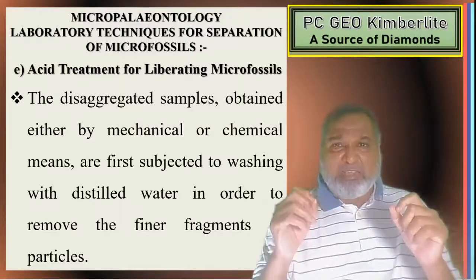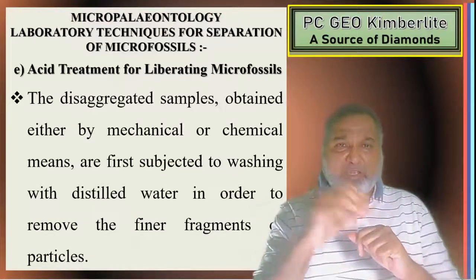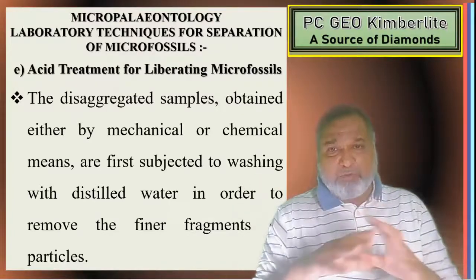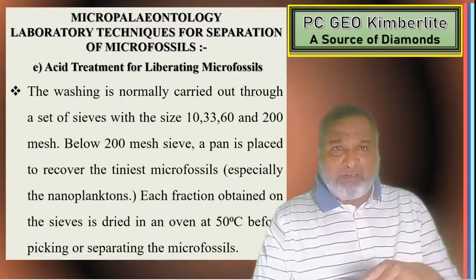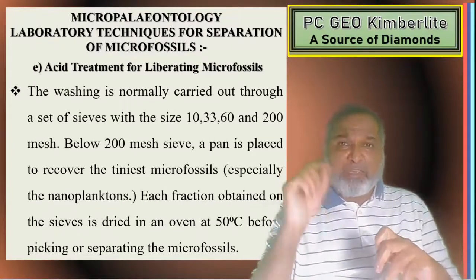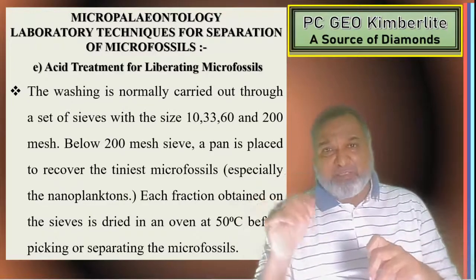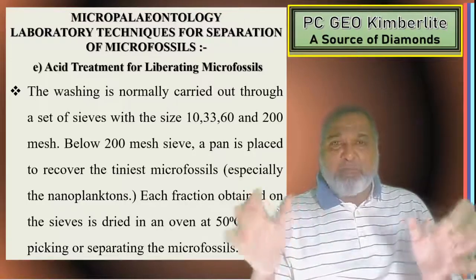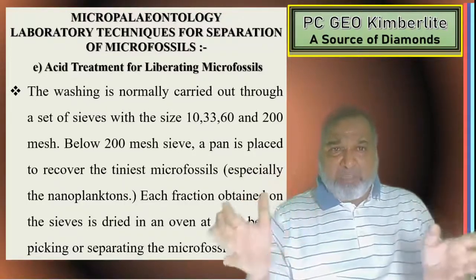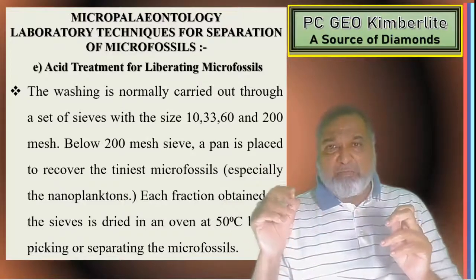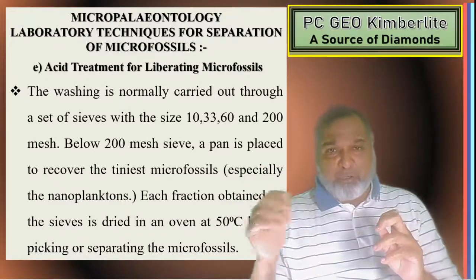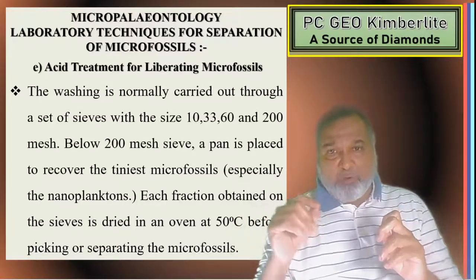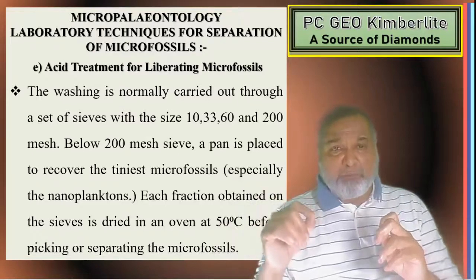The disintegrated samples obtained either by mechanical or chemical means are first subjected to washing with distilled water in order to remove the finer fragments or particles. The washing is normally carried out through a set of sieves with sizes of 10, 33, 60, and 200 mesh. Below the 200 mesh sieve, a pan is placed to recover the tiniest microfossils, especially the nanoplanktons. Each fraction obtained on the sieve is dried in an oven at 50 degrees before picking and separation of the microfossils.